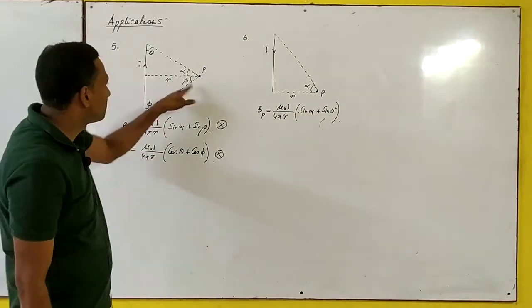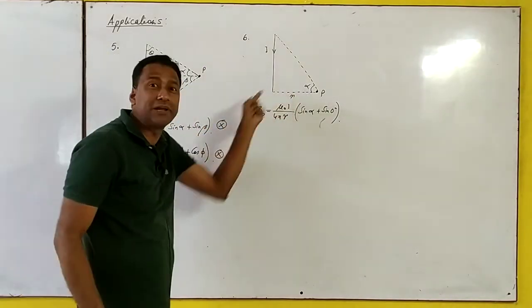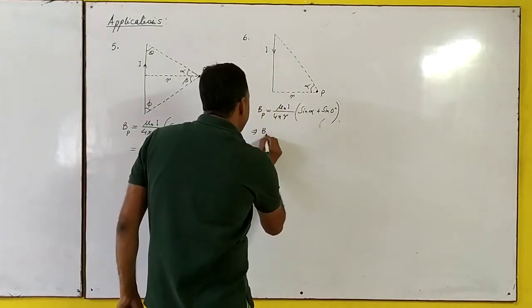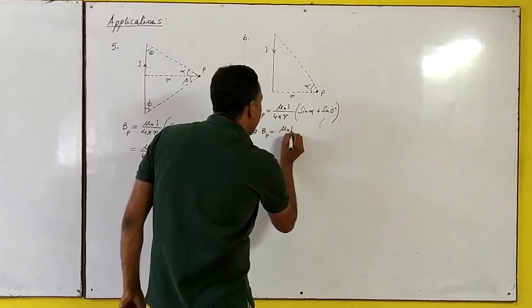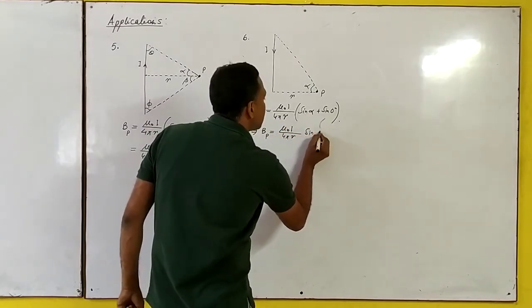Beta is not there, because the perpendicular line and the line joining the lower end both will overlap. Overlapping means the angle is not there. So it will become BP, the magnetic field at point P, equal to mu naught I divided by 4 pi r. Now only sine alpha is left out.